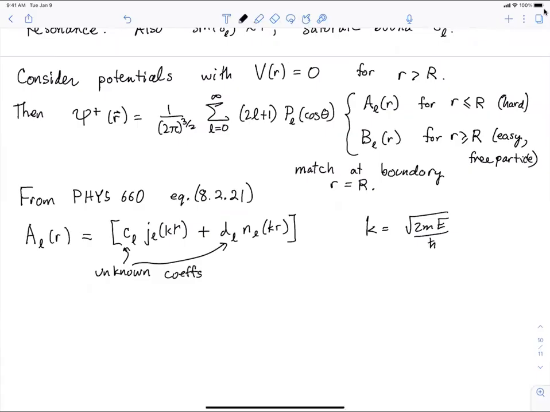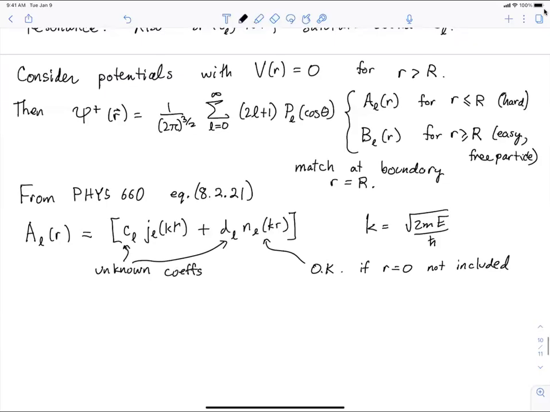Okay, and NL of kr is something that didn't occur in the case of a plane wave, but in general, it can occur for scattering problems because it's okay as long as you don't include the origin. This thing blows up at the origin. But if r equals 0 is not included, which is the case if you're describing the wave function way off where the detectors are, then it's a perfectly good function. And in fact, you need those spherical Neumann functions.